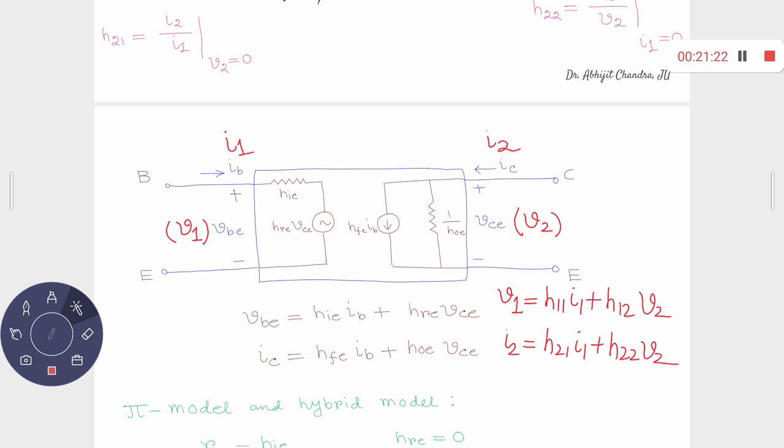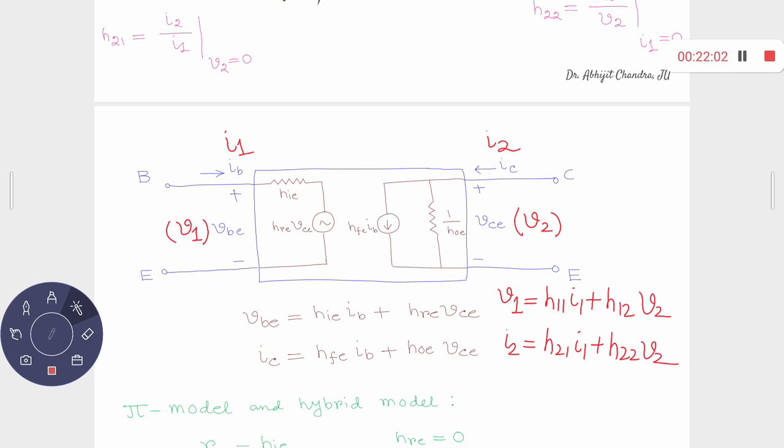Right, impedance, and here your emitter terminal is a common terminal. Emitter is common both for input as well as for the output, both for port 1 as well as for port 2. So that's why this H11 is represented by HIE. E stands for emitter common, and I stands for impedance. Similarly, for this one, H12, that's voltage gain, V1 upon V2 with I1 equal to 0. Reverse voltage gain, that's why HRE. Okay, reverse voltage gain.